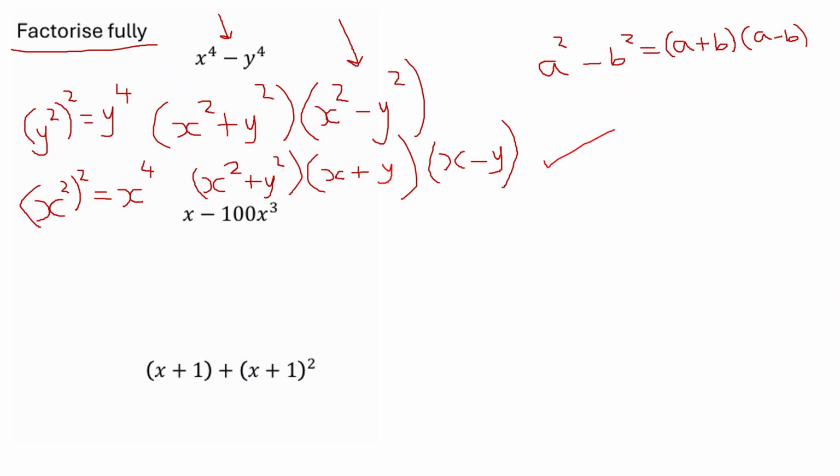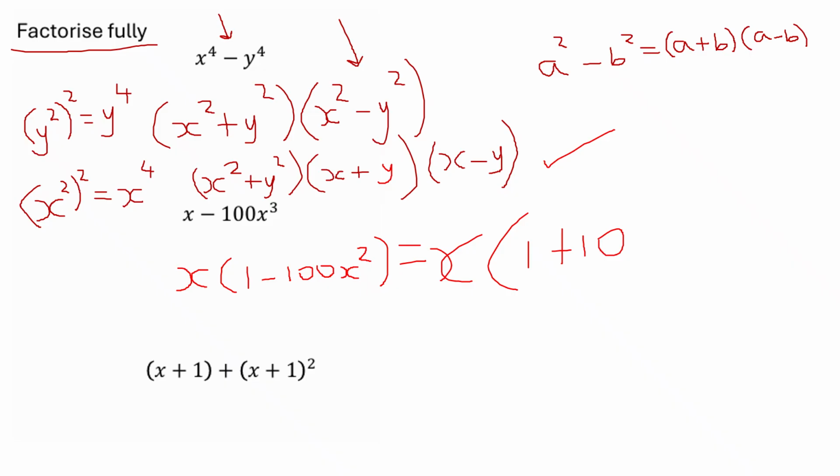Next up, we've got x minus 100x cubed, so I'm going to factor out an x, so it'll be x brackets 1 minus 100x squared. Then hopefully you're happy that the bit inside the bracket is also a difference of two squares, so you might hear me say DOTS or write DOTS. So this will be x, apologies about my handwriting, x brackets 1 plus 10x times 1 minus 10x.